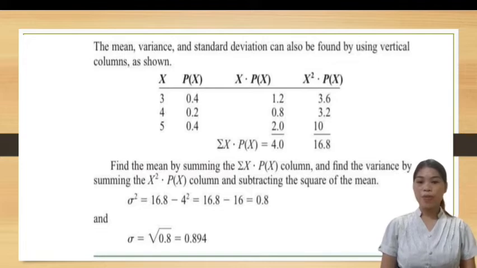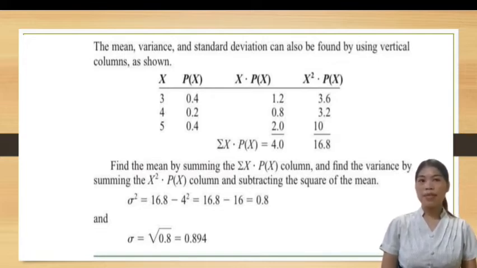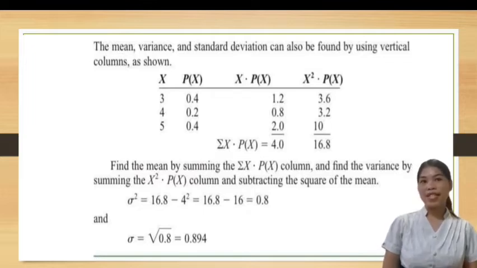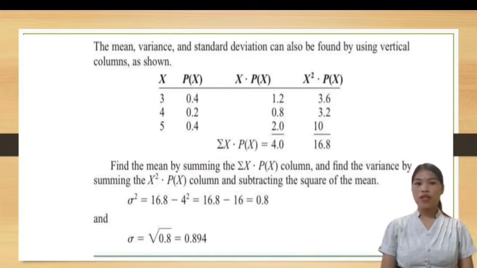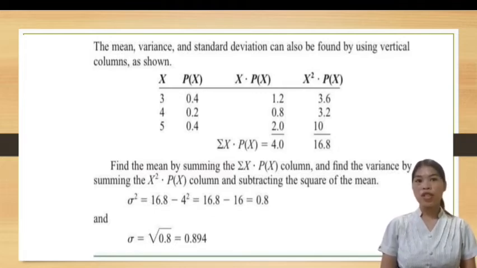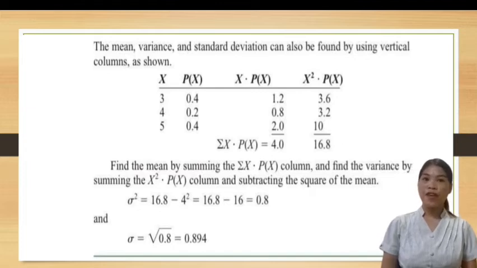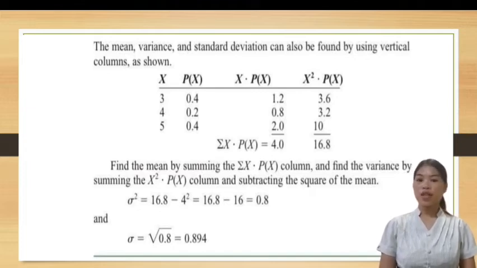Next, what we will do is x squared times p of x. X squared, so 3 times 3 which is 9 times p of x which is 0.4, that is equal to 3.6. Next, x squared times p of x, so 4 times 4 which is 16 times p of x 0.2, that is equal to 3.2 and so on. So, our x squared times p of x sum is equal to 16.8.